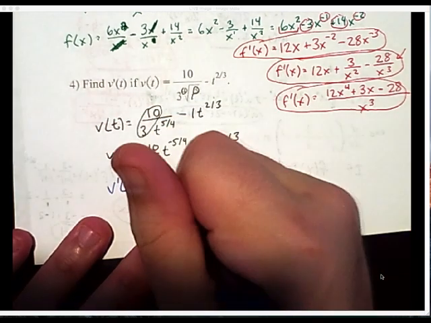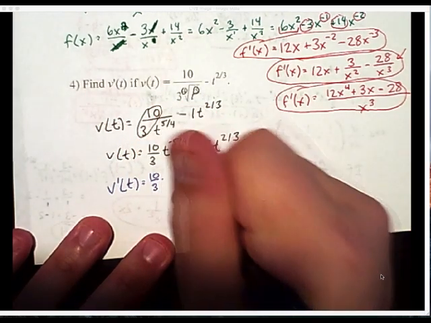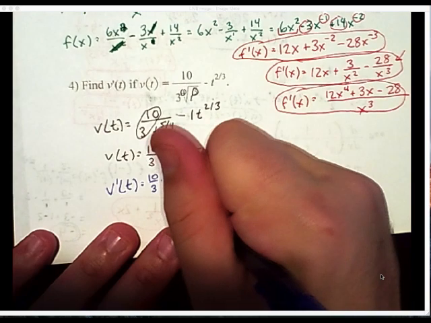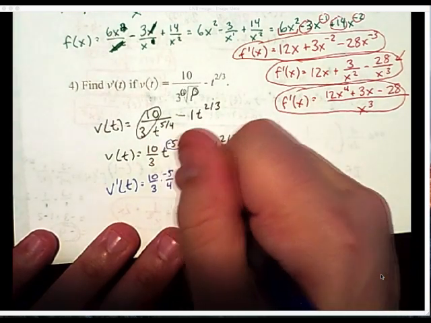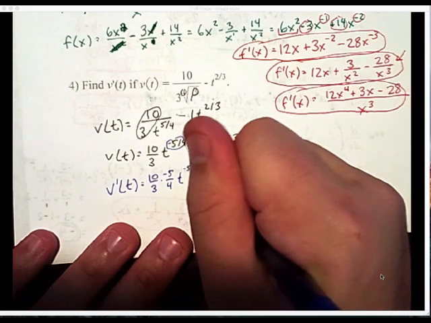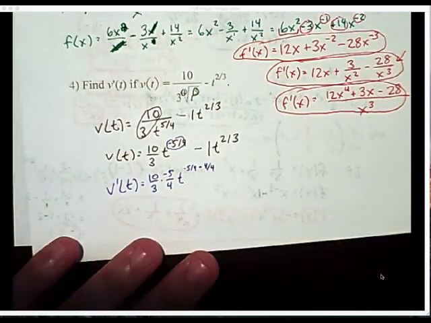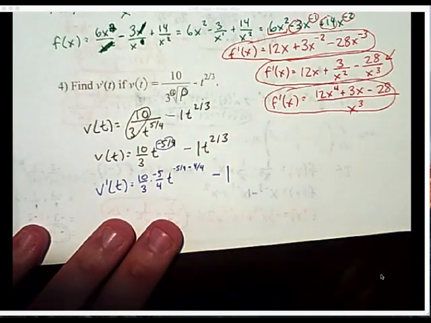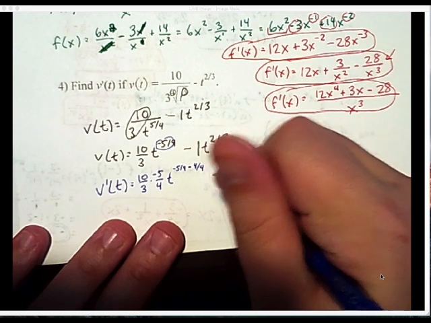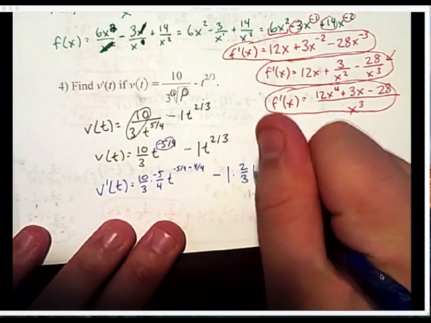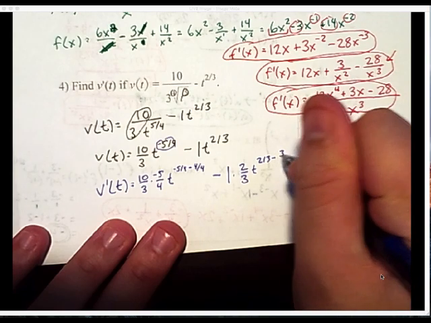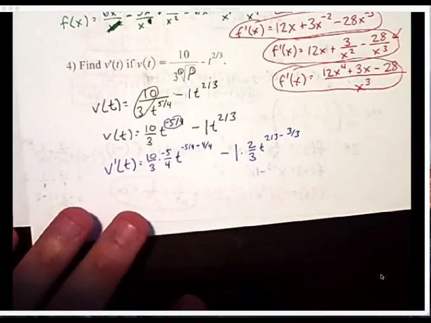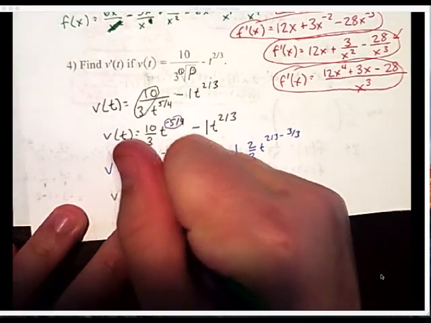So I need to take this 10/3 and multiply it times that power, negative 5/4. But I have to reduce this by 1. So I have to go negative 5/4 minus 1, but what's 1? It's 4/4. Okay. Minus 1 times, move the 2/3 out front, and reduce 2/3 by 1. But what's 1? It means the same thing as 3/3. So we can do some cross simplifying here if we want to make this a little bit nicer.